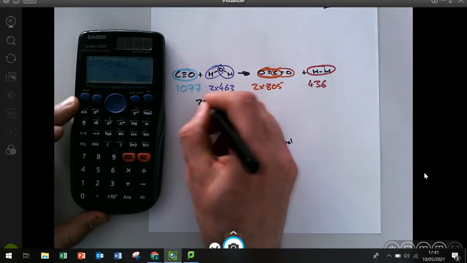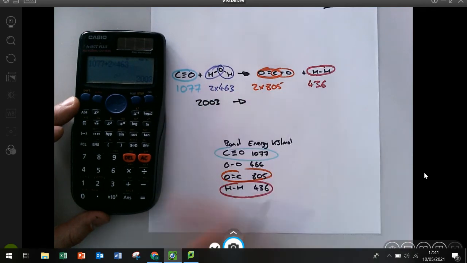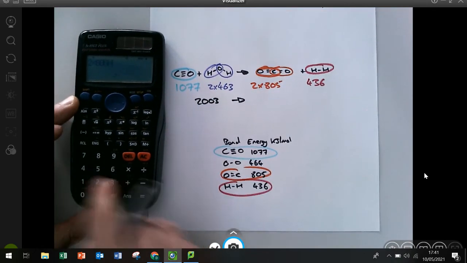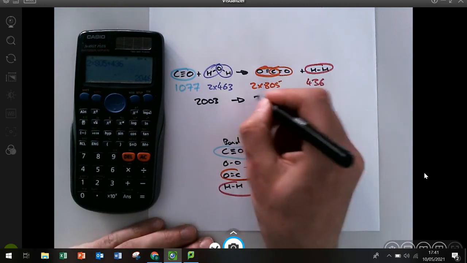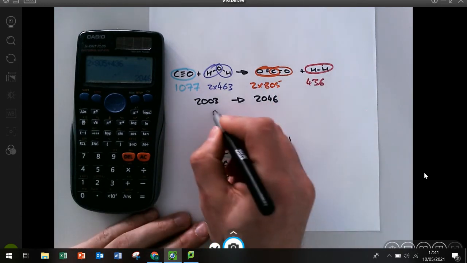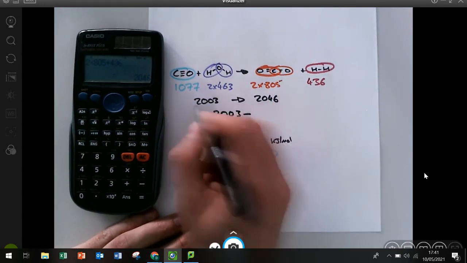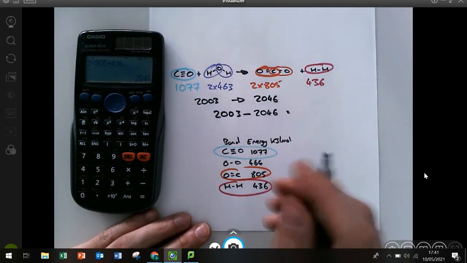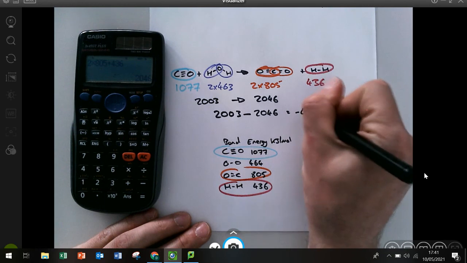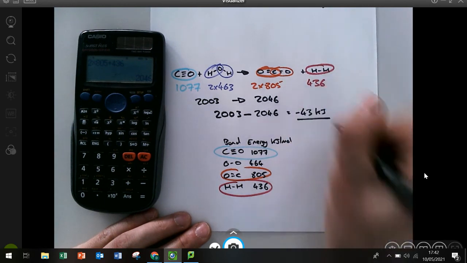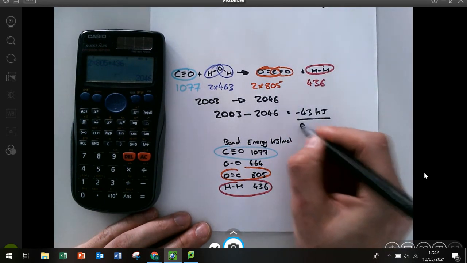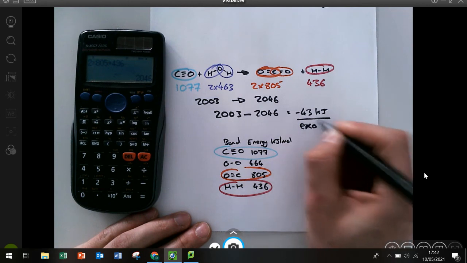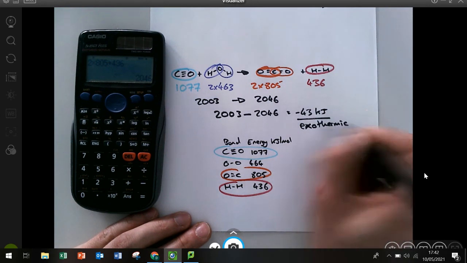So we've got 2003. That's going to go to 2046. So to work out our difference, 2003 minus 2046 equals minus 43 kilojoules. So again, our final example here is also exothermic.